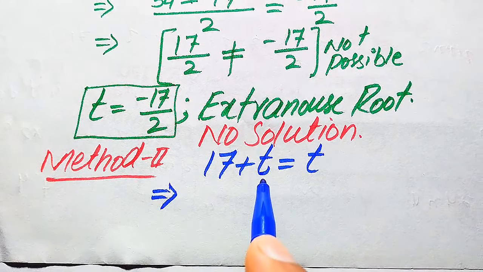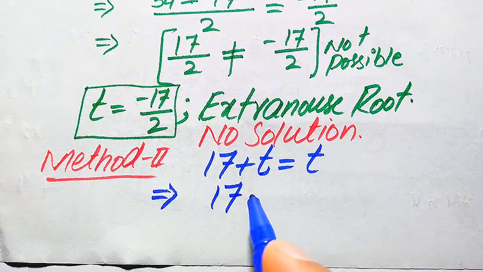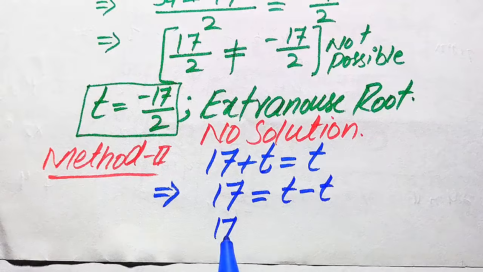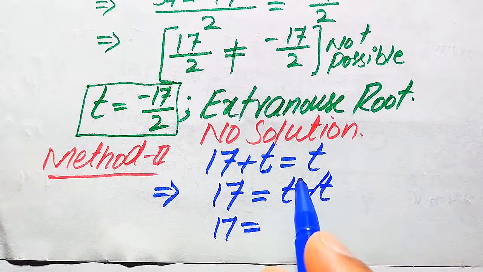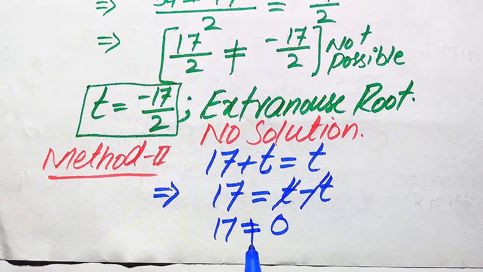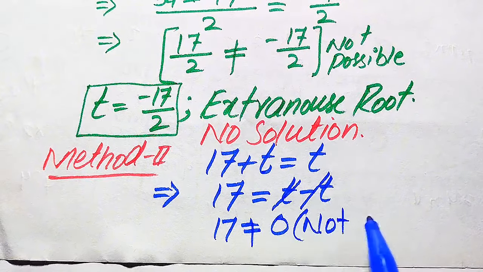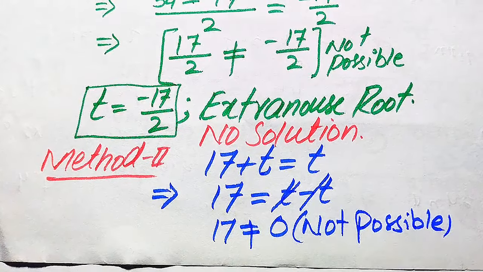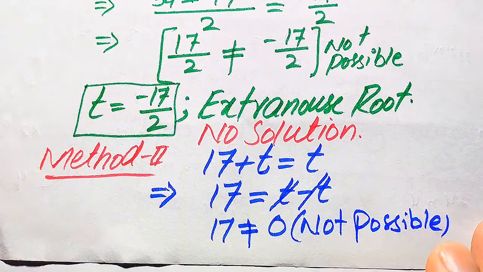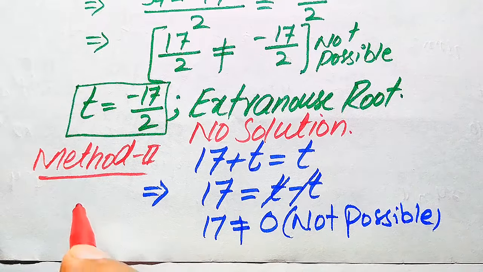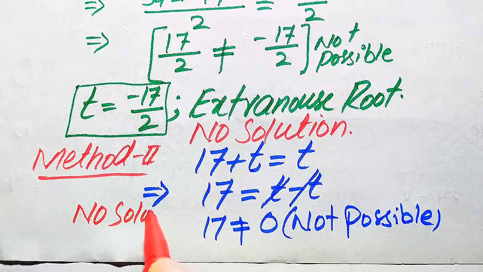And here we move this plus t to the right hand side, and it will become 17 is equals to t minus t, and we will get here 17 equals to, this negative t and positive t are gone, and we get here 0. So you see here 17 is not equals to 0, or in other words we say that it is not possible that 17 is equals to 0. So here this means that we cannot get any value of t which satisfies our given question statement, which means that this question has no solution.